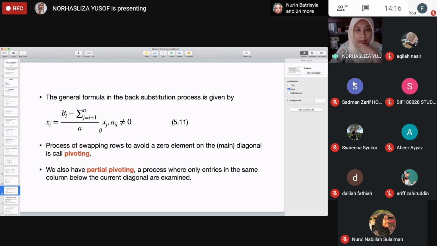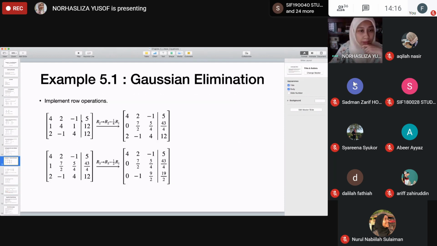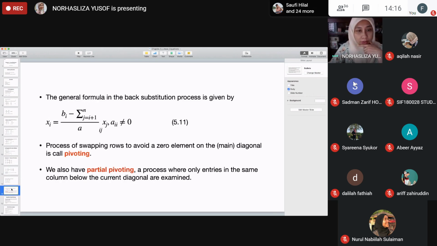You can have a general formula for this Gaussian elimination, and this process can be done if you have nonzero elements in your main diagonal. You can see in our example there is no 0 in our main diagonal. The main diagonal is 4, 4, 4. All right. What happens if you have 0 in your main diagonal? You cannot simply apply Gauss elimination directly.